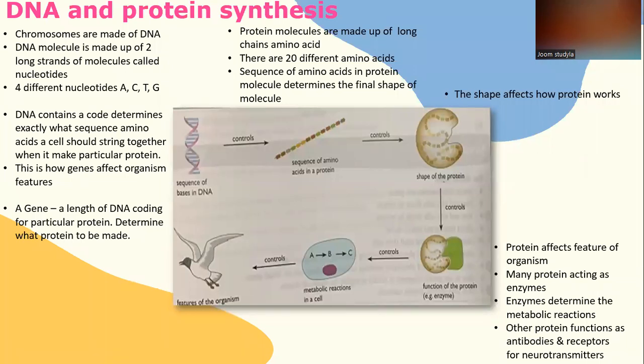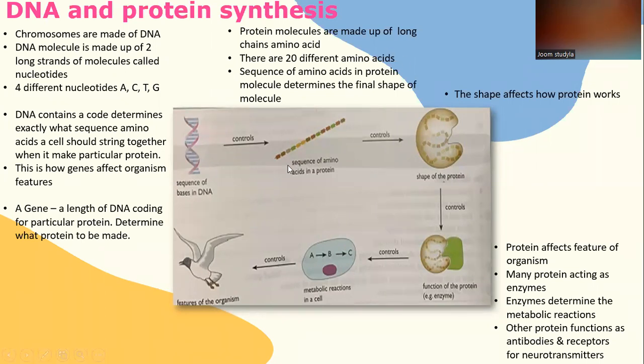DNA and protein synthesis. Chromosomes are made of DNA. A DNA molecule is made up of 2 long strands of molecules called nucleotides. There are 4 different nucleotides: A, C, T, and G.